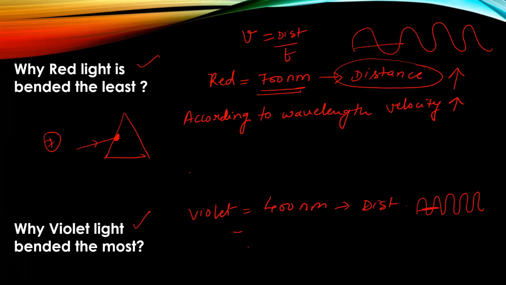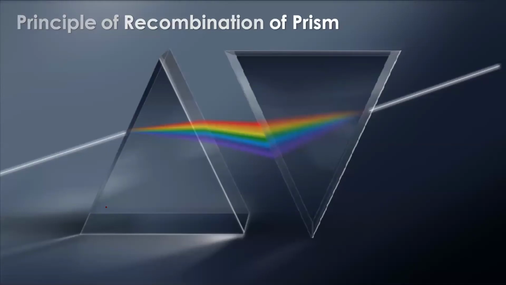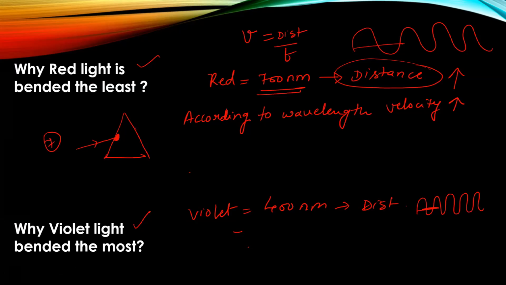Now, if the velocity of the red light is maximum, that means without much deviation, it can just pass to the next edge without much deviation. As the velocity of red light is more, it will hit the second surface very easily, and then again come back as well.